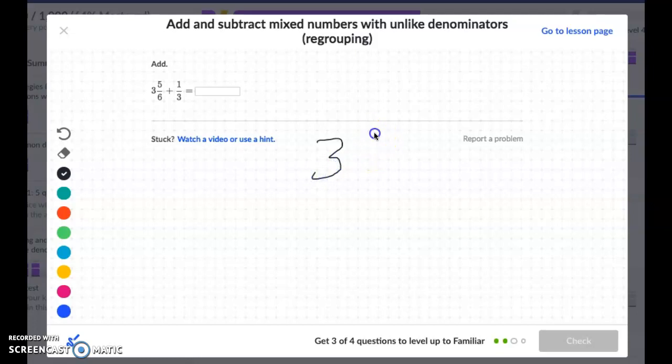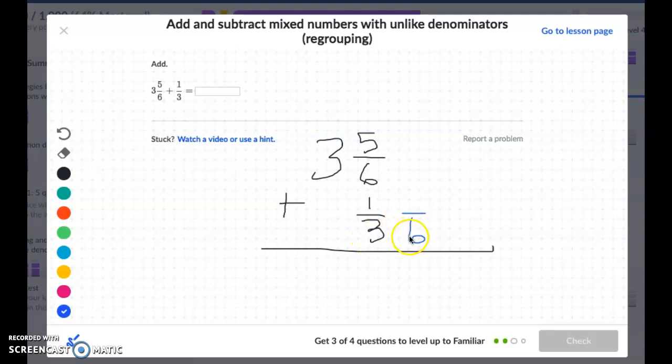3 and 5/6 plus 1/3. Okay, so I'm going to make my common denominator. In this case, I can make them both 6. So 3 times 2 is 6. 1 times 2 is 2. So 5/6 plus 2/6, 5 plus 2 would be 7/6. 3 plus nothing would be 3. So 3 and 7/6 is a correct answer.